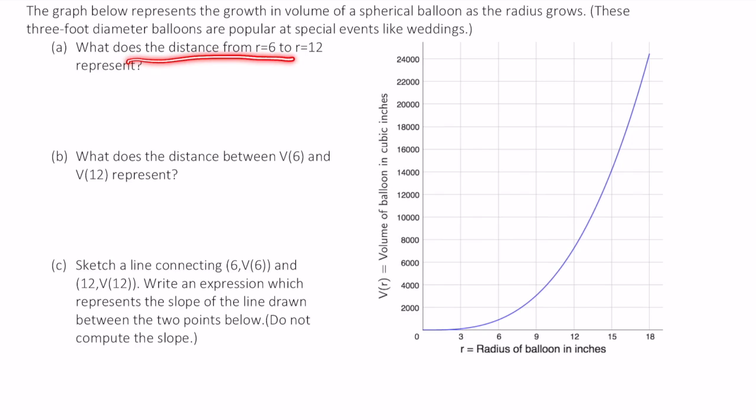What does the distance from R equals 6 to R equals 12 represent? That's this horizontal distance here. What does that distance represent? Well, that represents the change in the radius of the balloon.